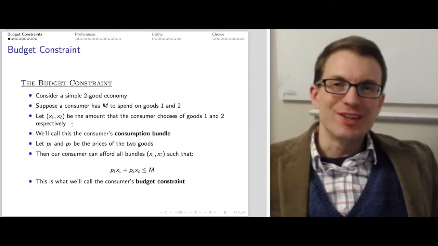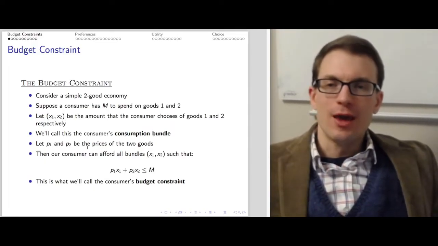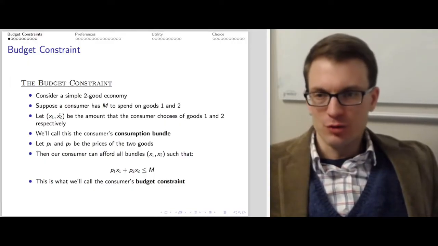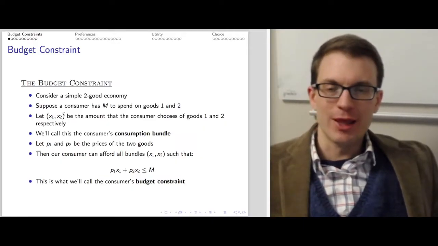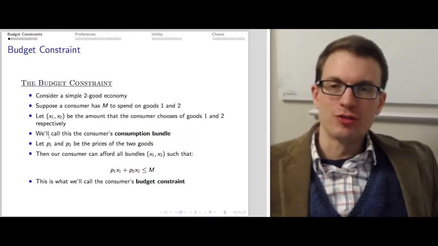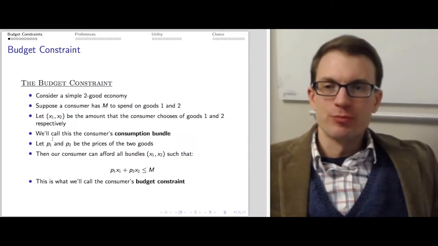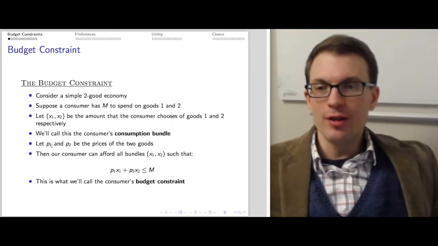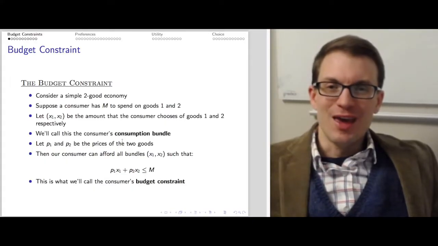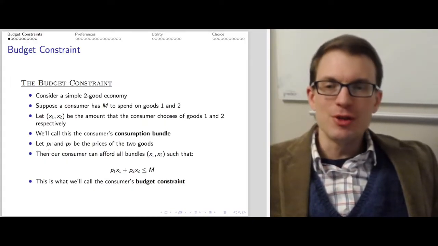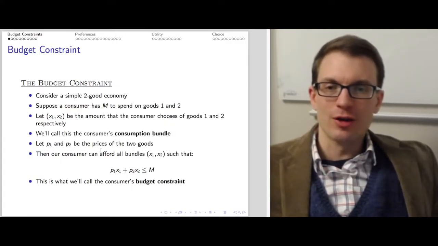You can imagine this in the XY plane. What's usually X on the horizontal axis is what we're calling X1, or good one, and what's usually Y on the vertical axis is what we're calling X2. So this is an ordinary Cartesian plane, and the bundle is a point in it. We're also going to need some prices. The prices are P1 and P2, and it turns out what really matters is the ratio of P1 to P2. The relative prices are what matter for consumption choices.